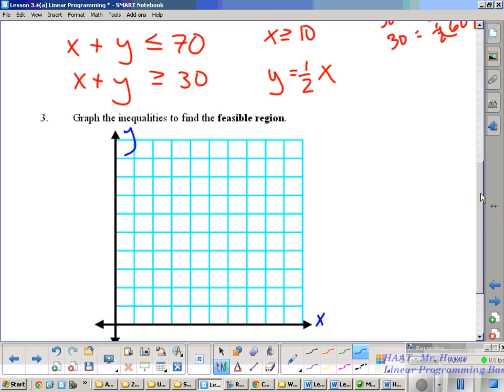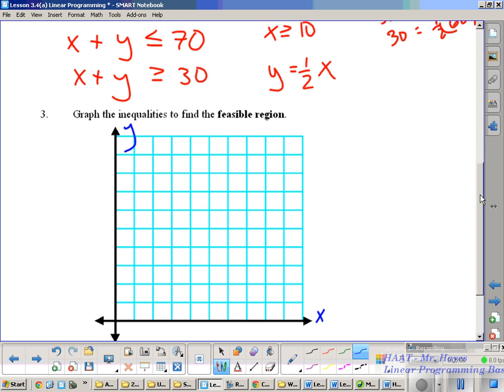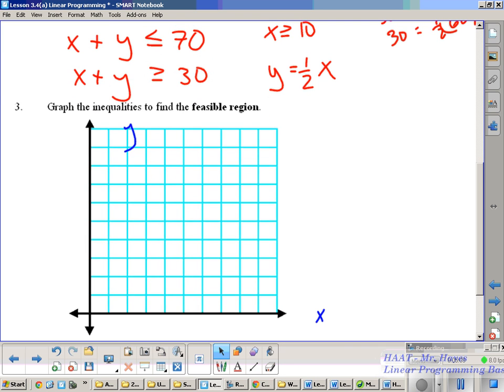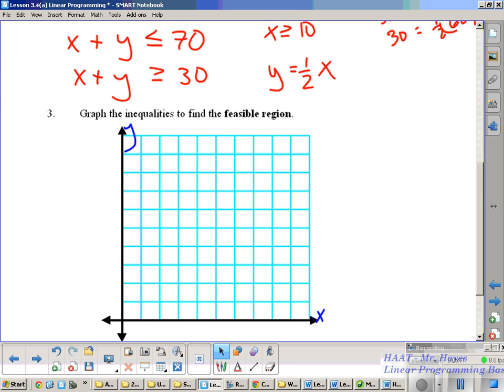I'm trying to turn you into responsible young adults. And also, apparently, moving graphs around willy-nilly.